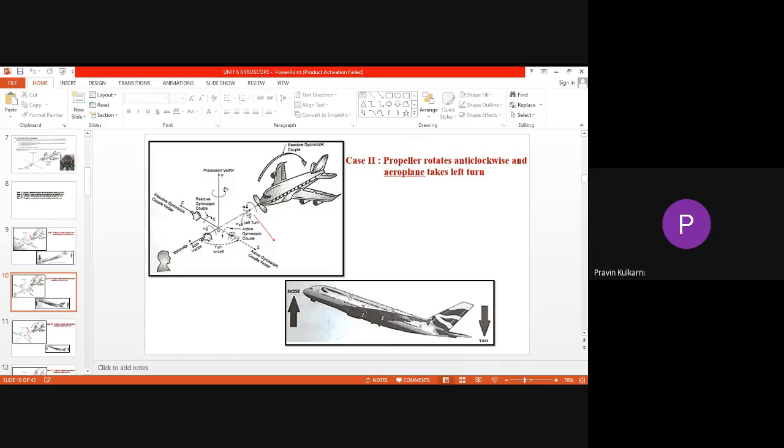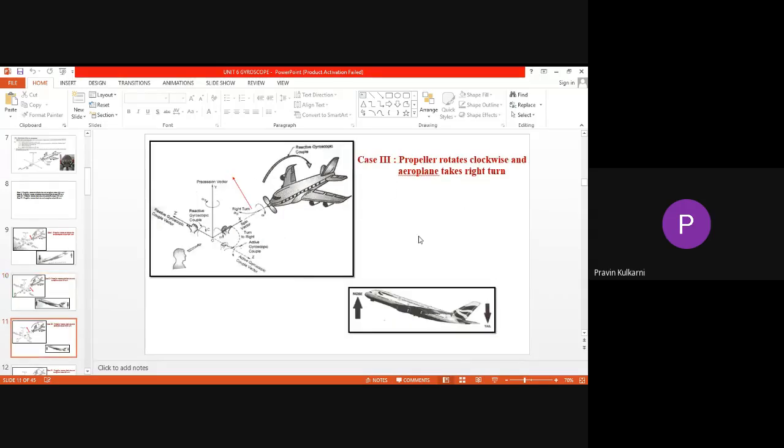Accordingly, various cases can be thought of. Like in place of anti-clockwise, it will be clockwise, with the aeroplane taking left and right turns. So two more cases can be discussed and thought of. The propeller rotates clockwise and the aeroplane takes a right turn, isn't it? So accordingly, fingers are arranged, isn't it?